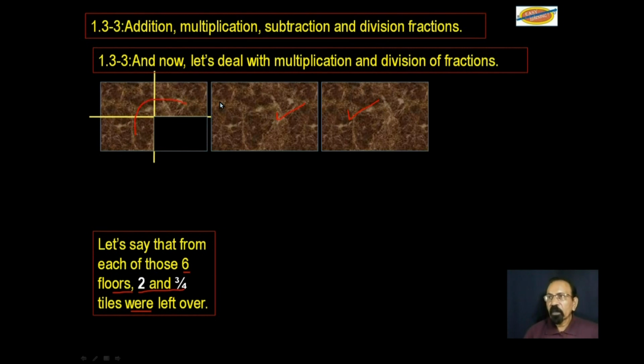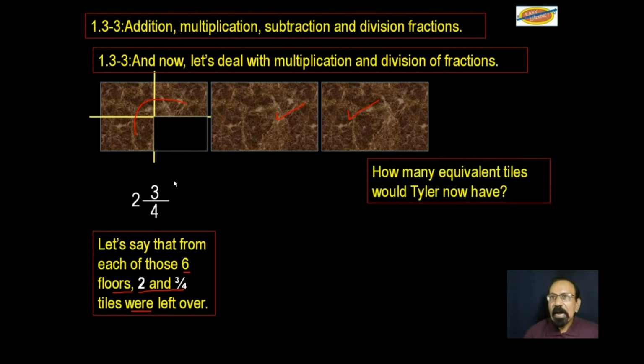1 3/4. 2 3/4. How many equivalent tiles would Tyler now have? So we are going to multiply 2 3/4 by 6. We write it as 6/1.